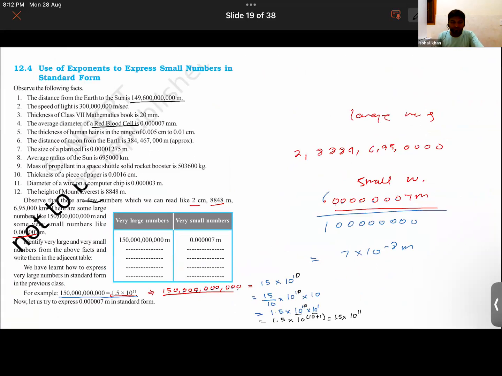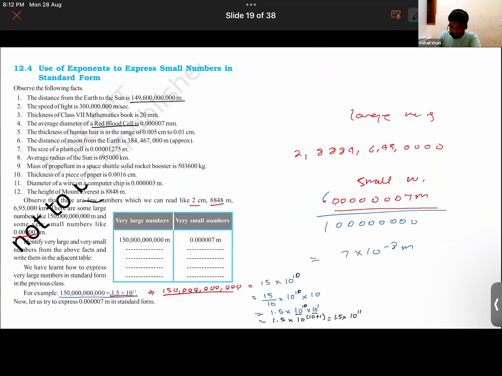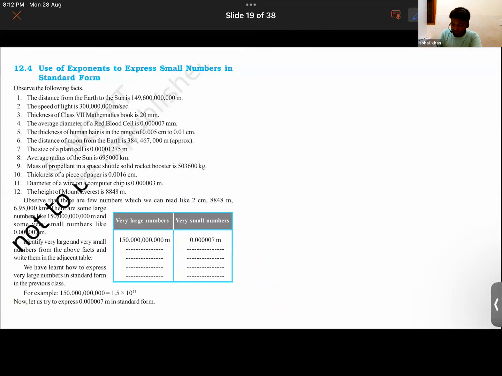All right. So let's have a look at some of the questions. First look at some questions, then we will discuss further. Convert in standard form. Question number 1 here is 17000000. Convert this one into a standard form.